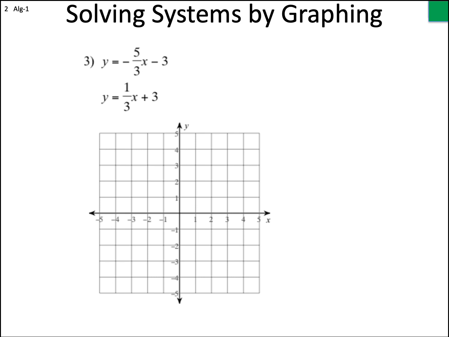The y-intercept for the first equation is -3. The slope is -5 over 3, or its opposite, 5 over -3. See how I did that? All right, well, I certainly can't go down 5 squares from there, but I can go up 5. So up 5, not up to 5, but up 5 squares, and then left 3.